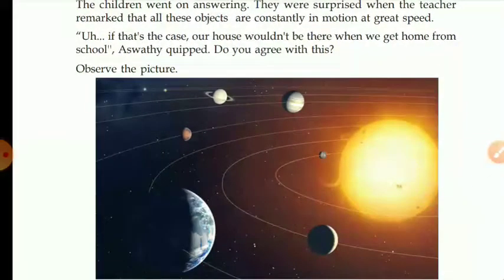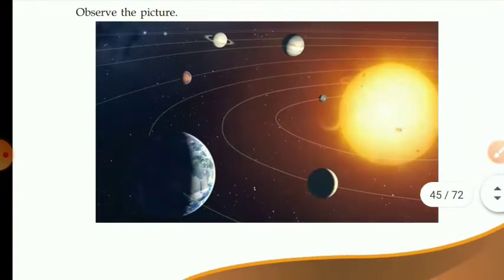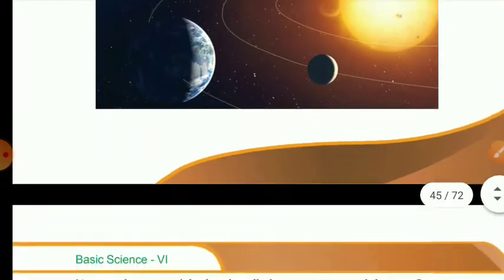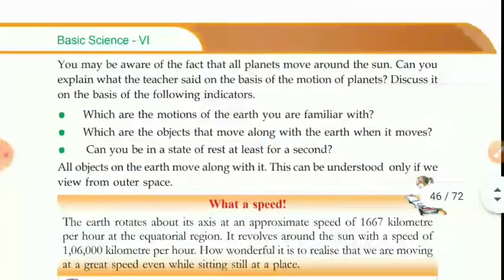Observe the picture. It is the picture of the solar system. You may be aware of the fact that all planets move around the sun. That is a basic idea. Can you explain what the teacher said on the basis of the motion of planets? Discuss it on the basis of the following indicators. Which motions of the earth are you familiar with?